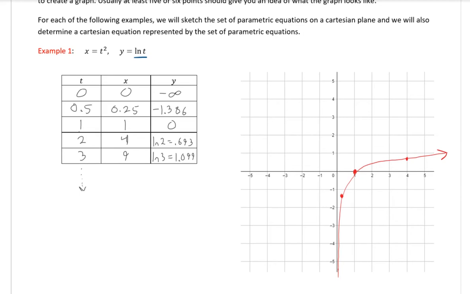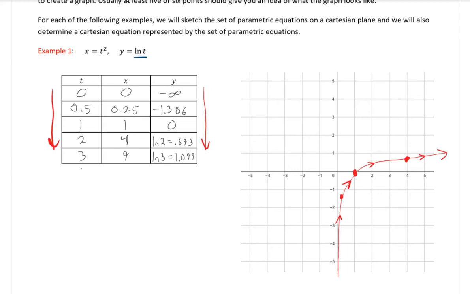Now what is also important is keeping track of the direction of these points. As t increases, I have a specific direction in mind. So I'm going from 0.25, negative 1.386 to this point, to this point. So that means I'm also going to include arrows so I know the direction of travel. That is going to be important, particularly when I'm graphing something like a particle that is in motion. So always when you draw a parametric graph, you also include the arrows in terms of the direction of travel.